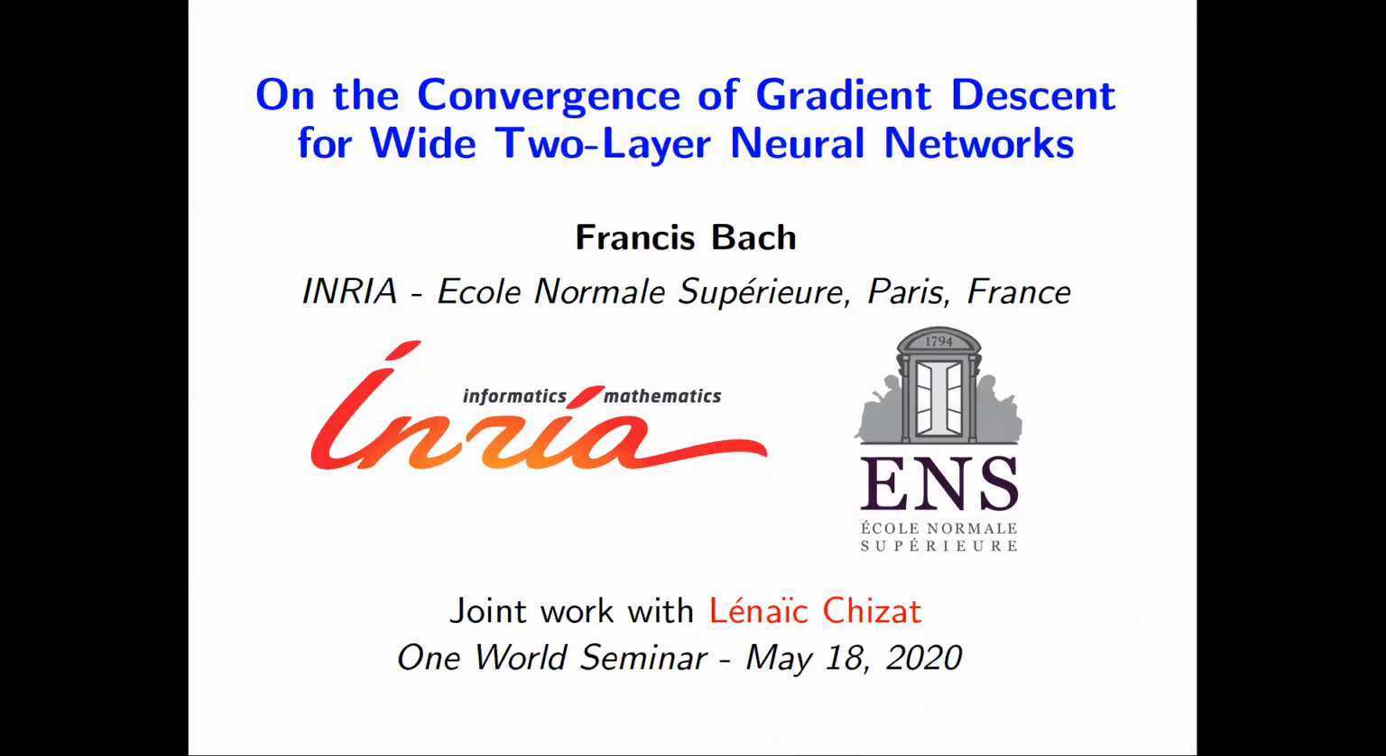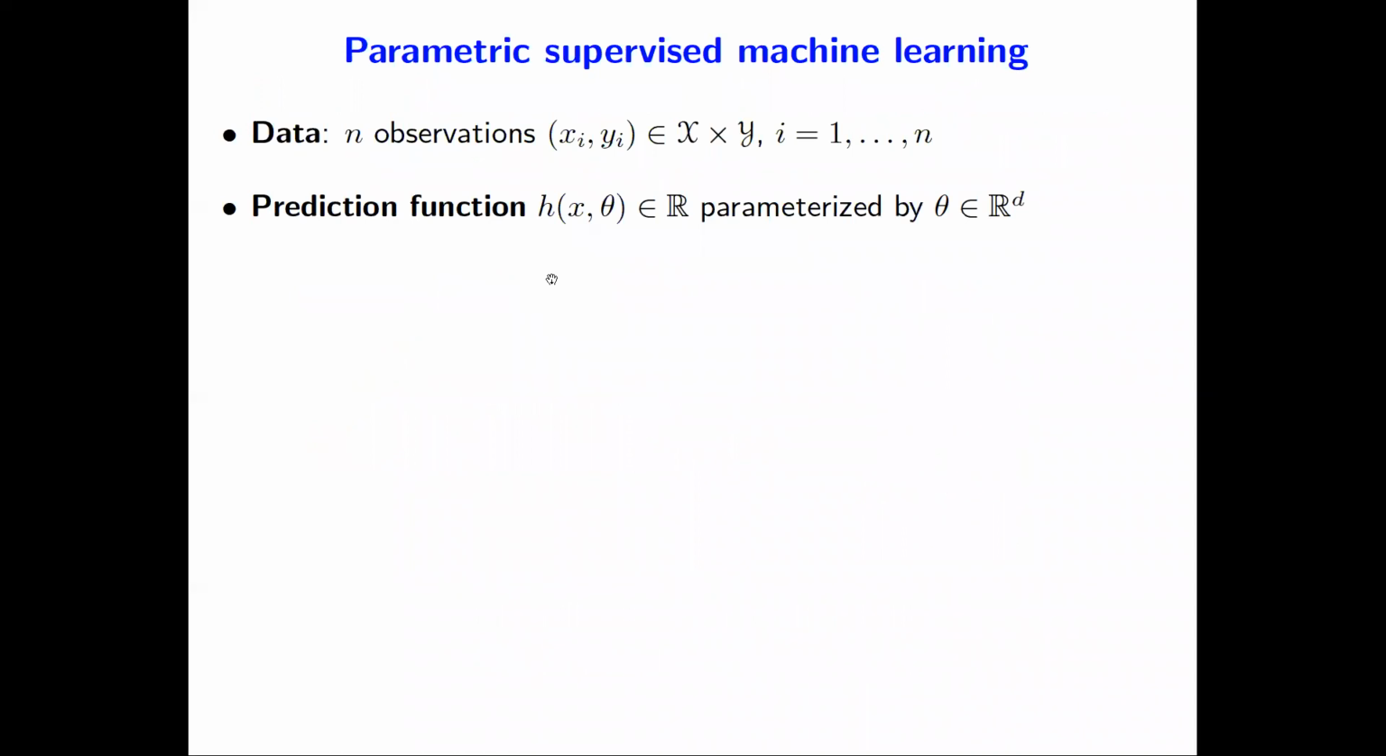So today, I'm going to consider supervised learning, like a parametric framework, where I'm given some observations, xi, yi. Xi can be an image, yi can be a label on that image, and the goal is to predict y given x for a new data point. This is typically done through a prediction function, h, which has 2 inputs, the data x, and some parameter theta, which will be in R^d in this talk.